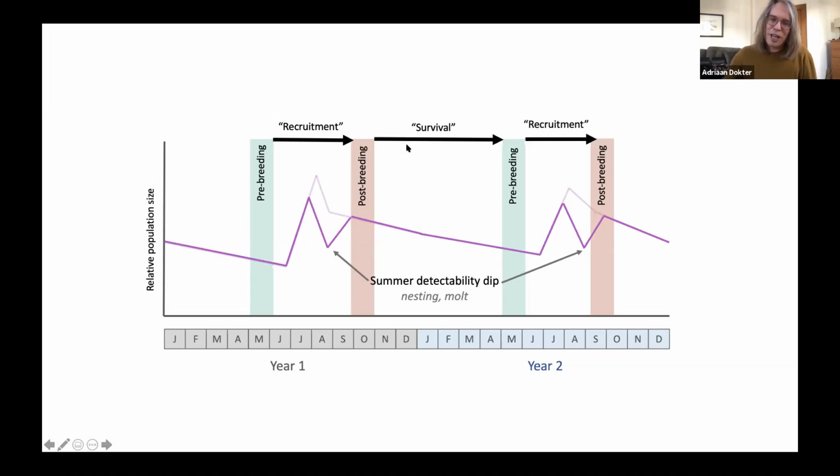And therefore, to make this work, we really have to think about which periods of the year we are going to sample. When are we having good detectability? And we should also think of these ratios of post-breeding to pre-breeding not as absolute measures of recruitment, but more as indices of recruitment that are affected by detectability.